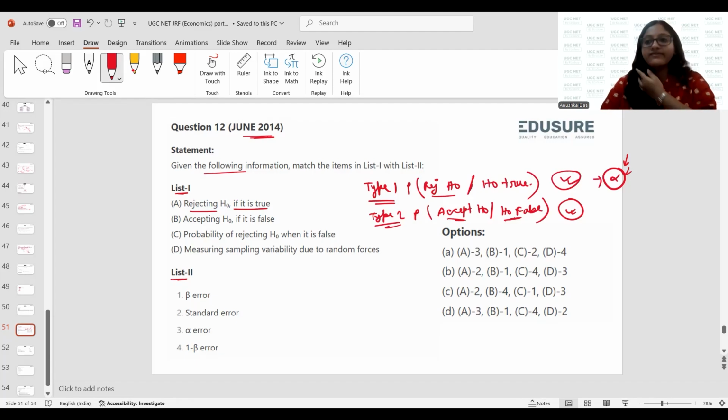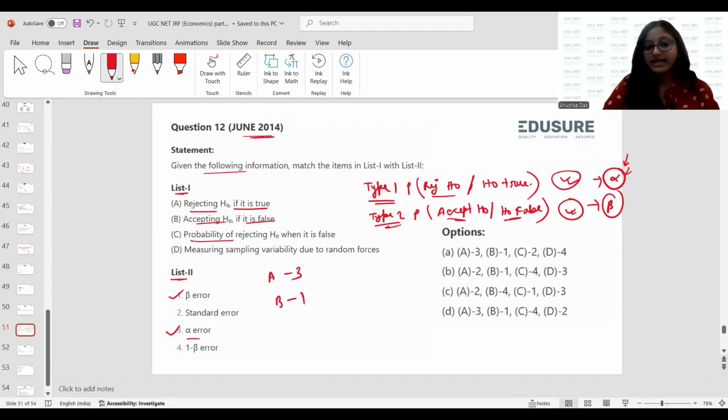So what I was saying is that type 1 error is nothing but alpha. So A will be option number 3, type 1. Type 1 error is alpha. Now B, accepting H0 when it is false is type 2 error. Type 2 error is known as the beta error. Type 1 error is alpha error. Type 2 error is beta error. So this will be beta. So B is basically 1.